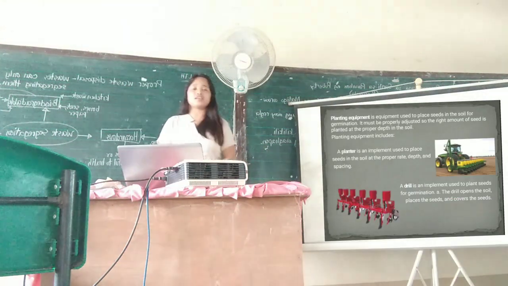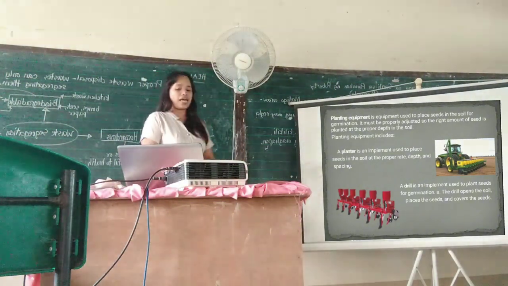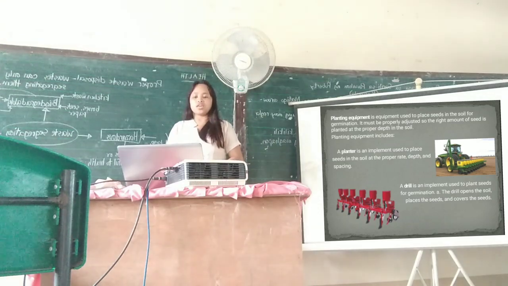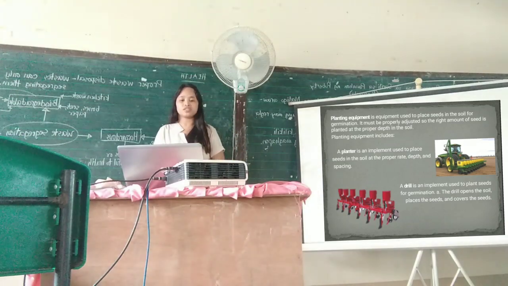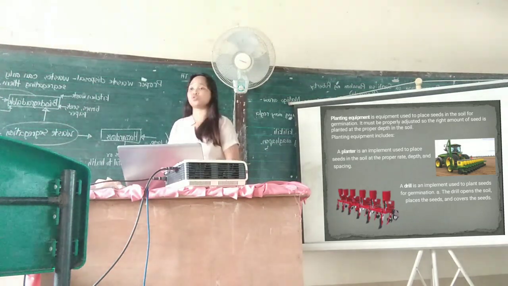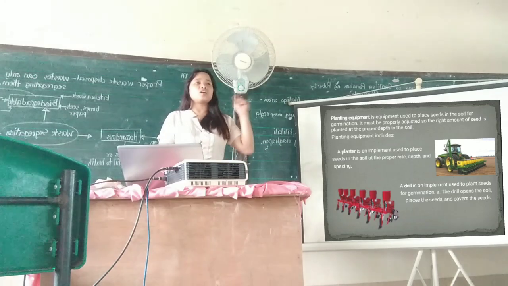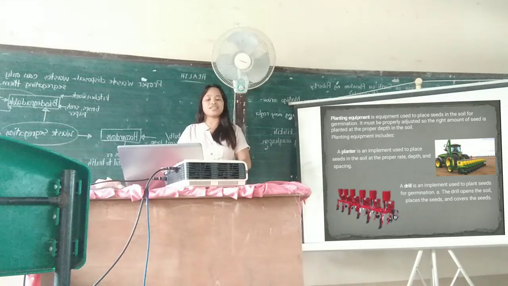So other equipment is the planting equipment. It's an equipment used to place seeds in the soil for germination. It must be properly adjusted so the right amount of seed is planted at the proper depth in the soil. So there are two planting equipment: the planter and the drill.